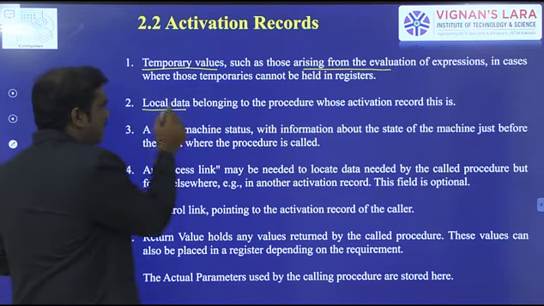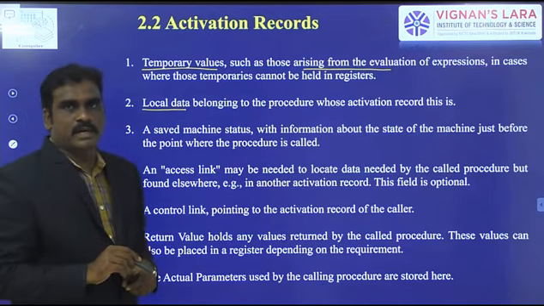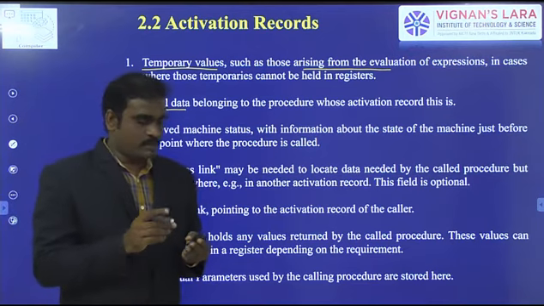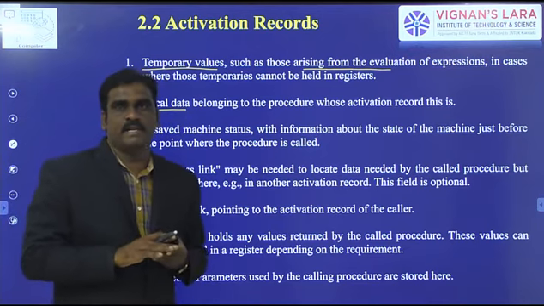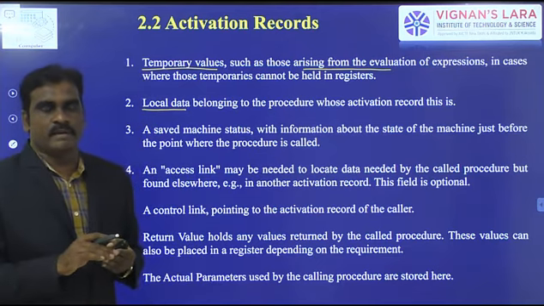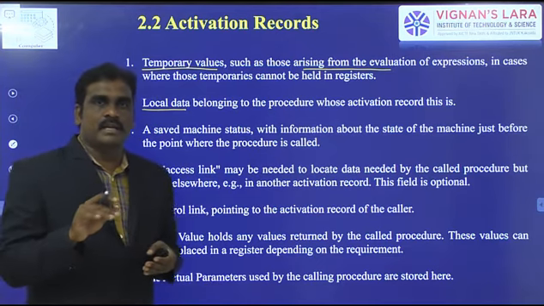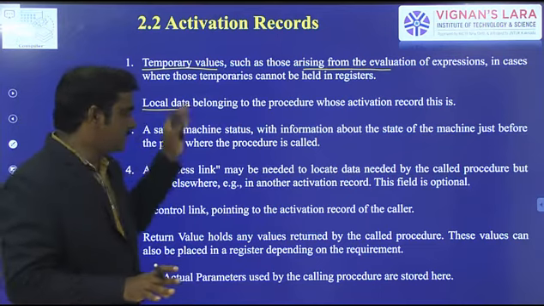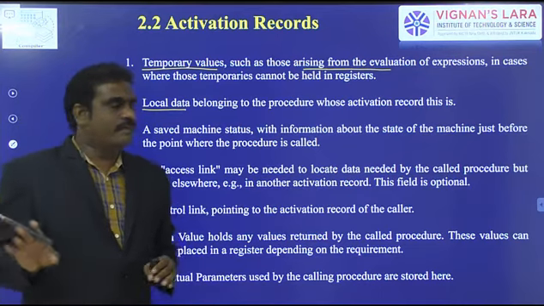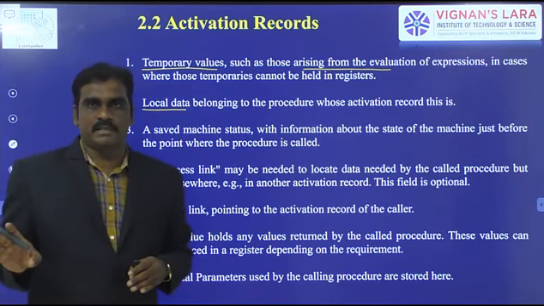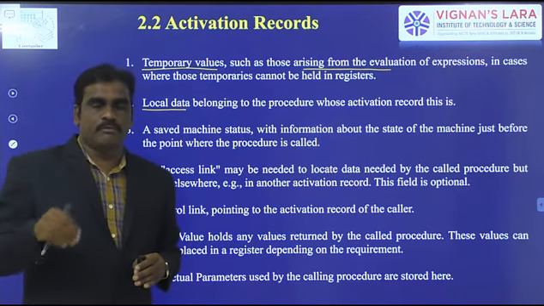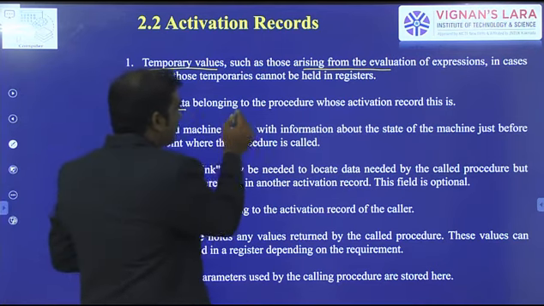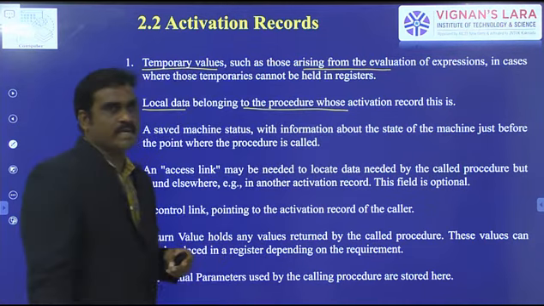And the second one is the local data. What is meant by local data? Suppose the function name is A. Whenever we call function A, parallelly it runs one activation record. That activation record contains these 7 fields, and one field is local data. Local data means the function A has some variables, which we call local variables. So it is local data belonging to the procedure whose activation record this is.